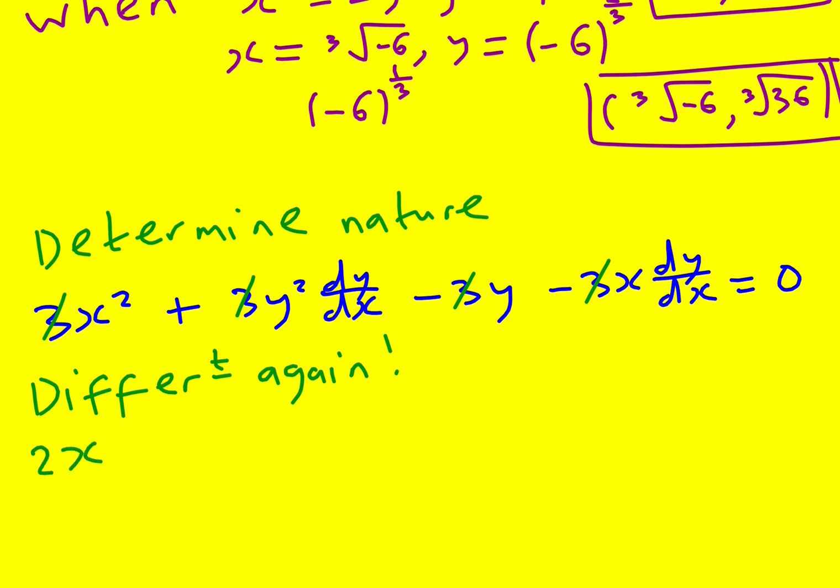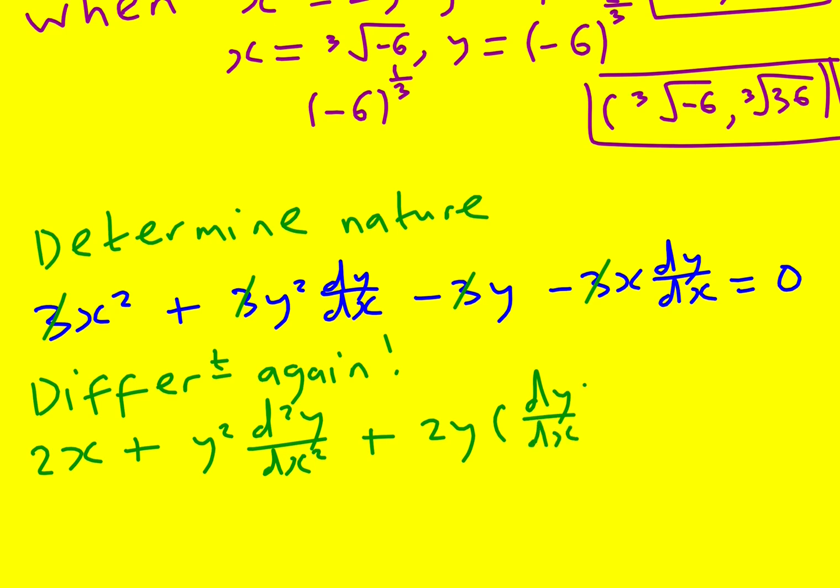Two x plus y squared d2y by dx squared. I'm using the product rule now on this. Plus 2y dy by dx all squared. When I differentiate y squared, I get 2y dy by dx, and then timesing it by dy by dx. So I've just gone ahead and squared it. Minus dy by dx.